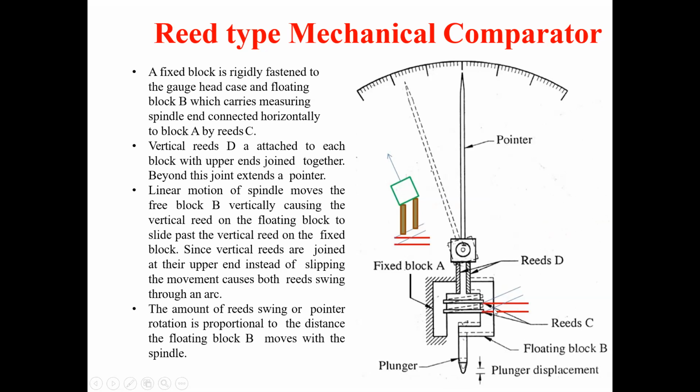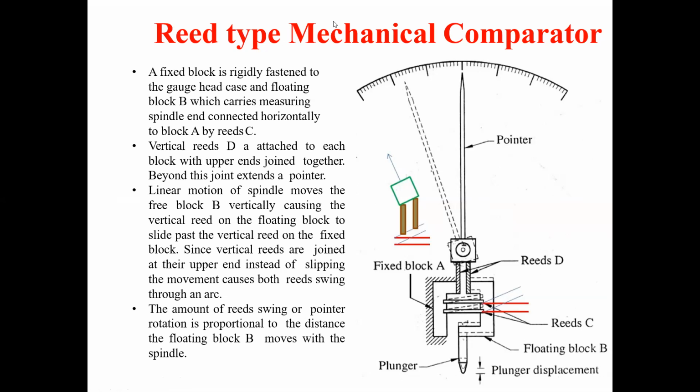Okay, here, this floating block and these reeds are in turn connected with the reeds D. So it finally reaches the variation, the motion, finally reaches the reeds D. This is the fixed reed and this is the movable reed. Observe clearly the two vertical reeds. This is the fixed reed which is attached to the fixed block A. And the right side vertical reed is simply attached to the movable floating block.